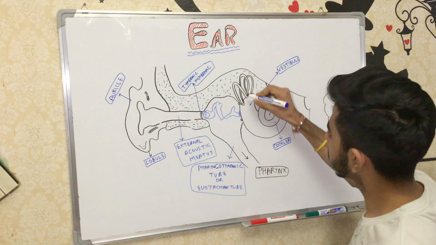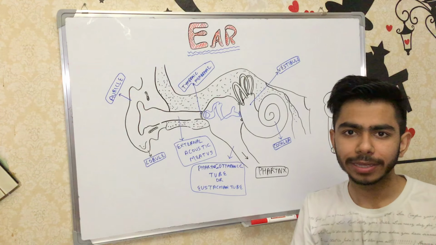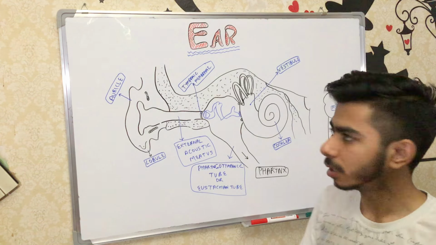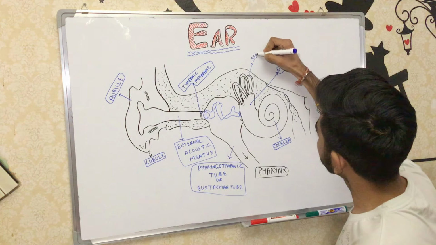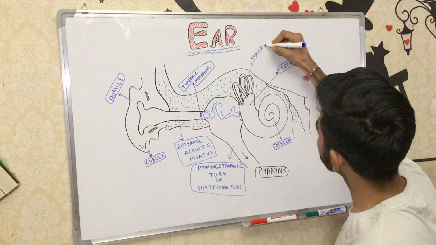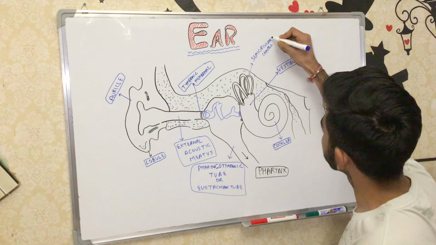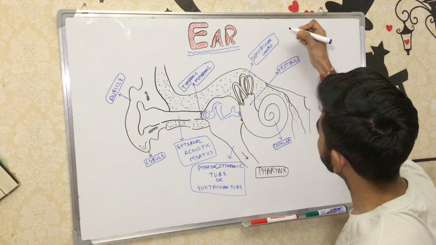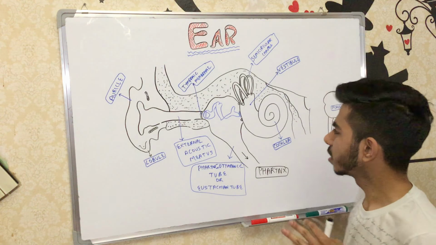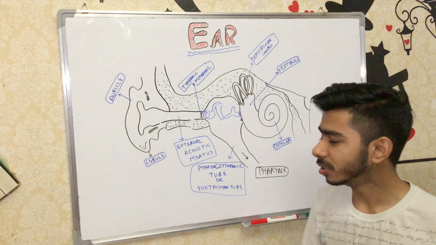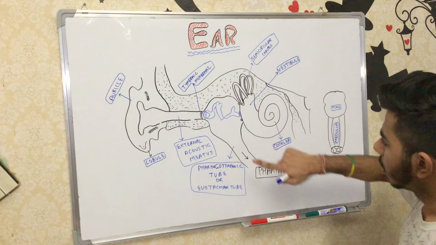And these three extensions, as you can see, are arranged perpendicularly to each other. That is, they are arranged at right angles to each other, and they are named semicircular canals. So basically, at least what structures you should remember as far as the inner ear is concerned are these three structures: semicircular canals, vestibule, and the cochlea.